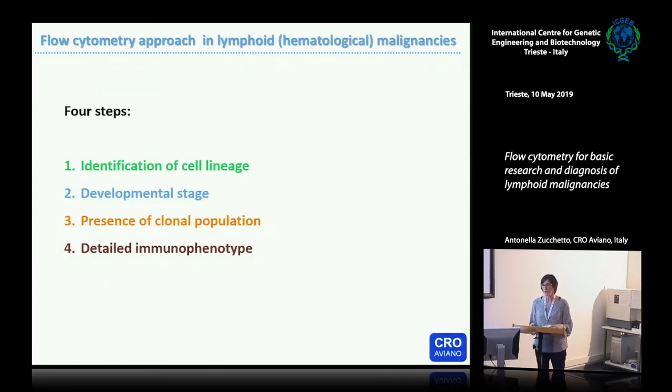So according to this consensus, the current approach of flow cytometry in hematological malignancies in general can be divided into four main steps: the identification of cell lineage, the developmental stage, the presence of a clonal population, and then a detailed immunophenotype. I will show you all these steps.